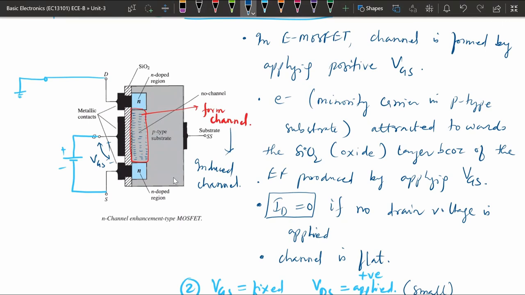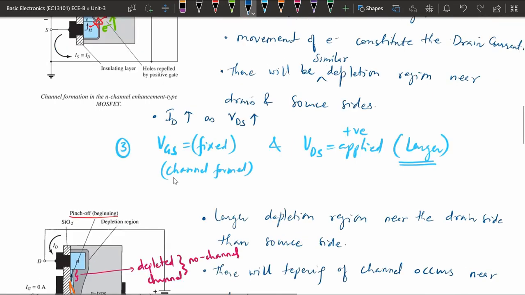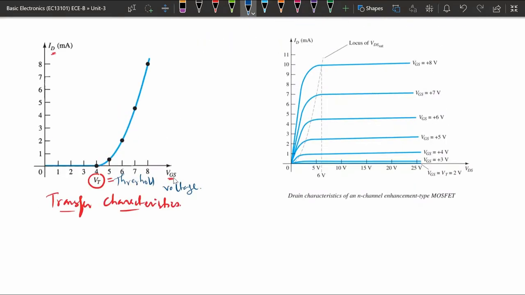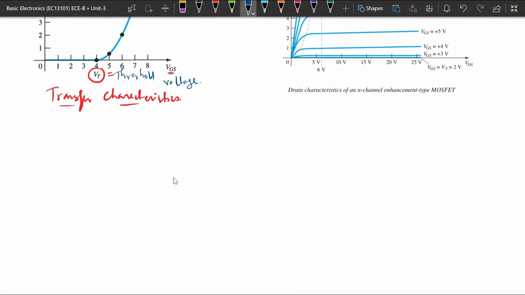So when the drain to source voltage is also applied, and we start to increase the gate to source voltage, the gate to source voltage at which the current starts flowing is called the threshold voltage. We can analyze this in terms of the symbol.